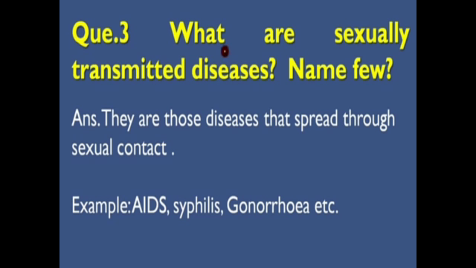Then, what are sexually transmitted diseases? Name a few. Sexually transmitted diseases are those diseases that spread through sexual contact. Example: AIDS, which is caused by the virus HIV, the human immunodeficiency virus. Then syphilis and gonorrhea. These are diseases which spread through sexual contact, and there are many others.